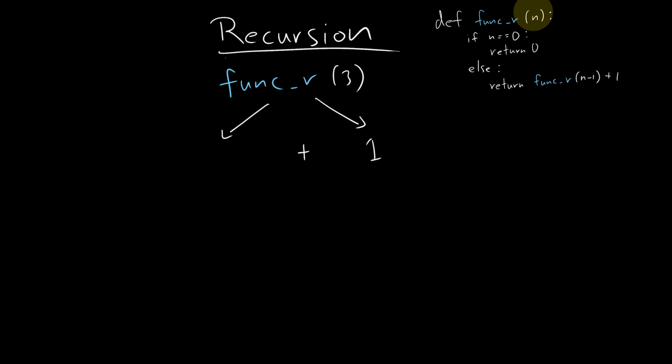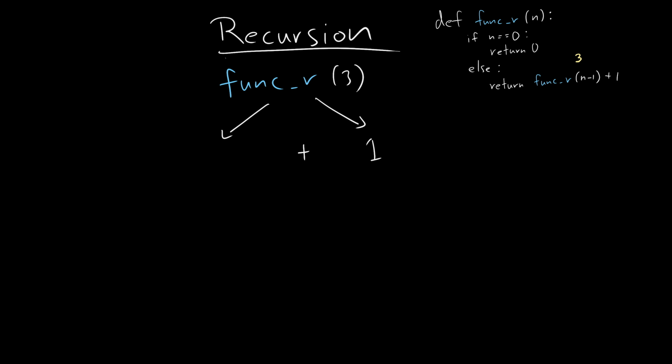So if this is 3, then there's two cases. If it's 0, then it returns 0, but it's not 0, so it goes to the else. So it will return function R of n minus 1, which means 2, because currently n is 3, and 3 minus 1 would be 2, and then I add 1.